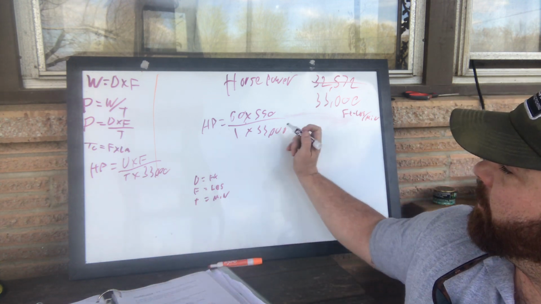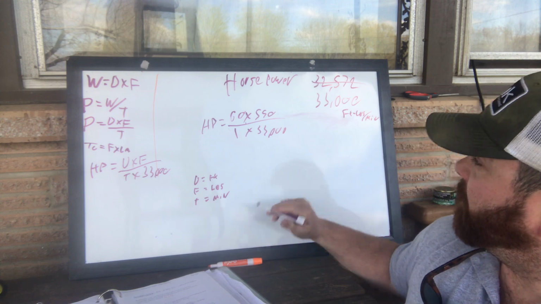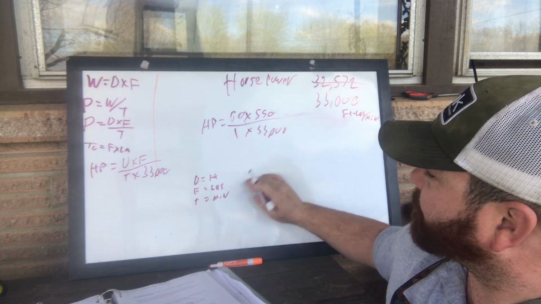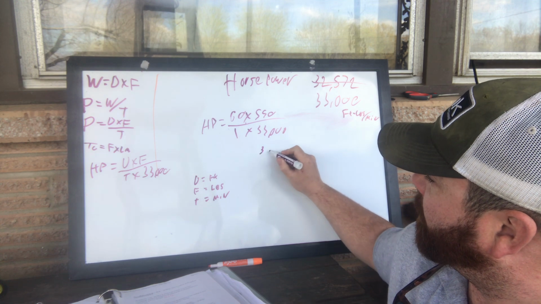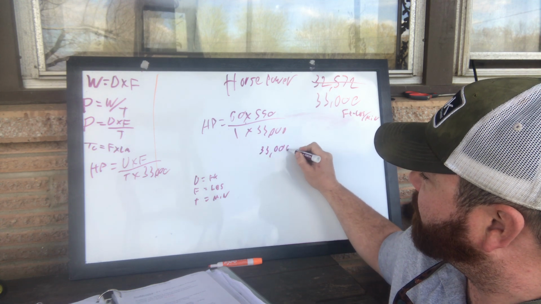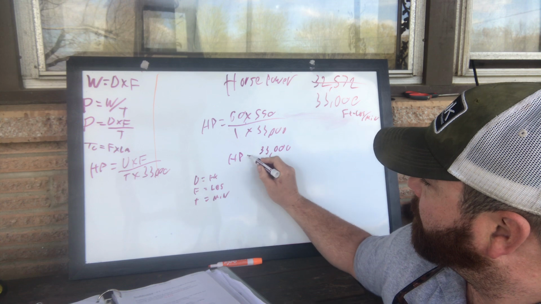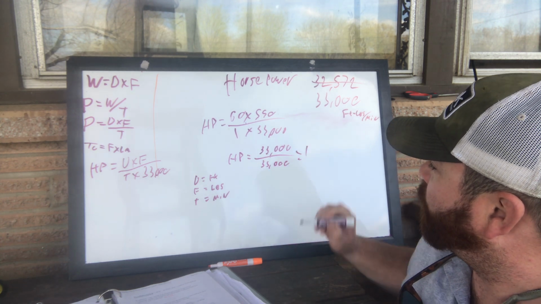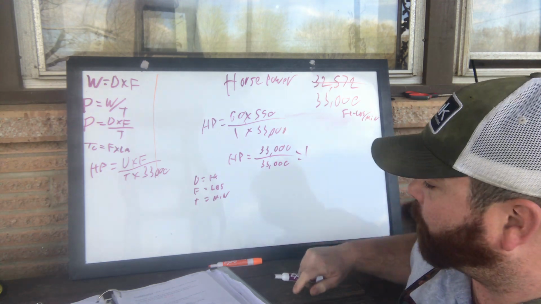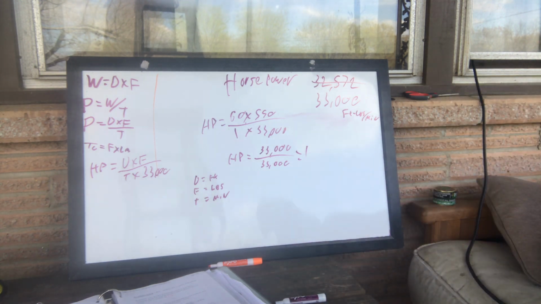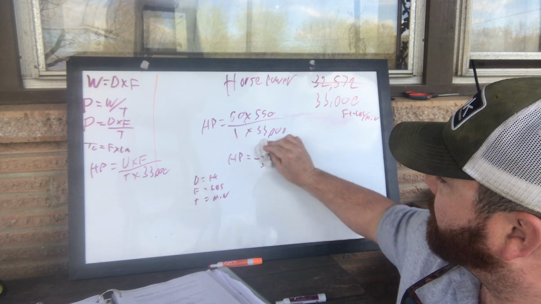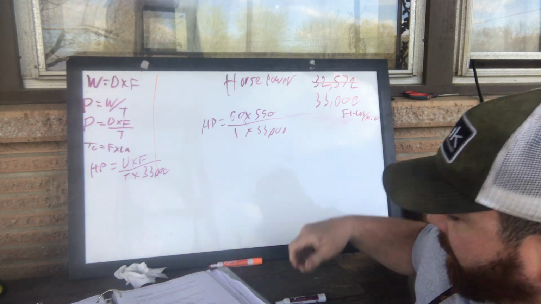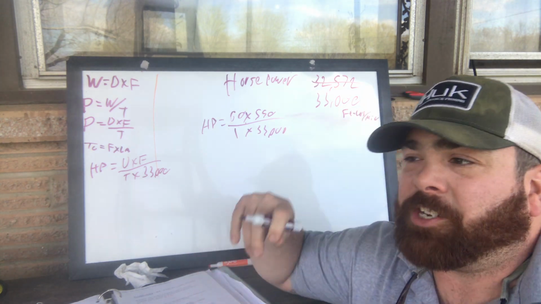So 60 times 550 is, I'm going to do this problem on purpose to make the math pretty easy. This ends up with 33,000 divided by 33,000 equals 1 horsepower. Pretty straightforward, right? So now let me change this up a little bit and demonstrate how this calculation can change.